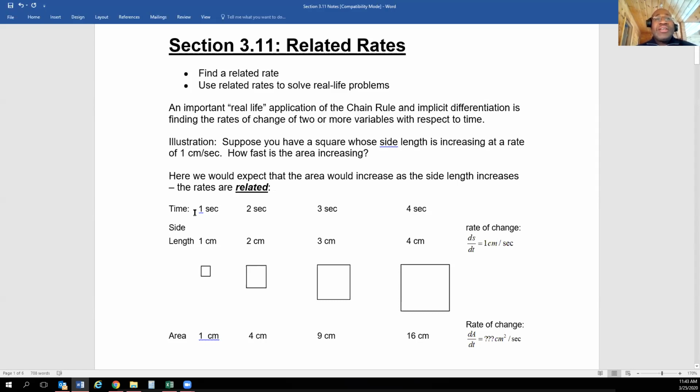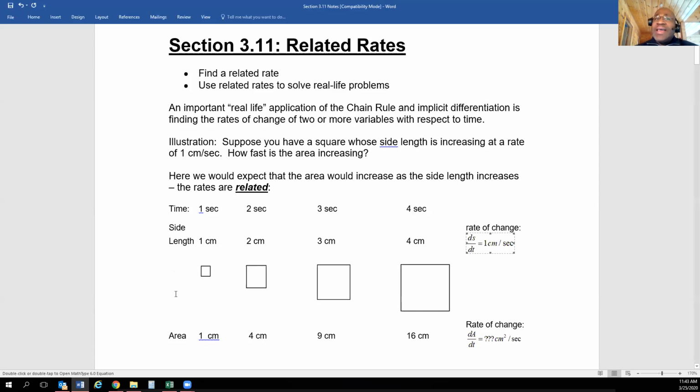So in this illustration here, we can see at various times, assuming that the side length is increasing at 1 centimeter per second, at 1 second, the side length will be 1 centimeter, 2 seconds, side length is 2 centimeters, 3 seconds, the side length is 3 centimeters, at 4 seconds, the side length is 4 centimeters. And so here we have a rate of increase of the length of the side, which is equivalent to 1 centimeter per second. So we can call that ds/dt, using the derivative notation.